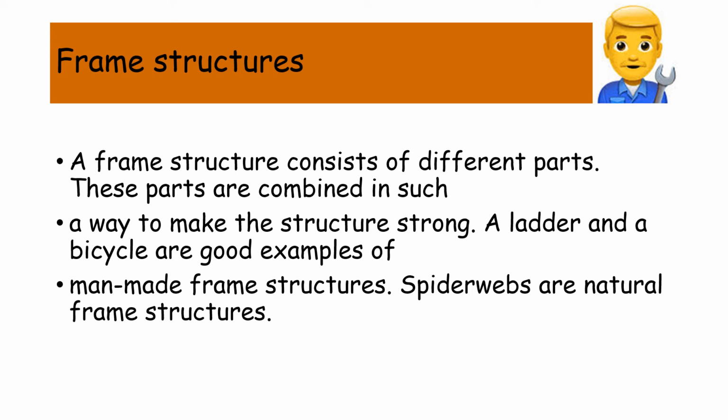Frame structures. A frame structure consists of different parts. These parts are combined in such a way to make the structure strong. A ladder and a bicycle are good examples of man-made frame structures. Spider webs are natural frame structures.